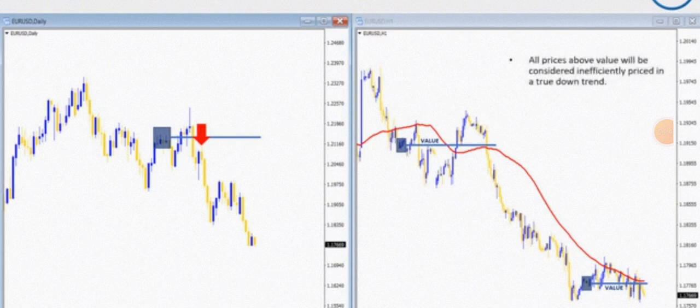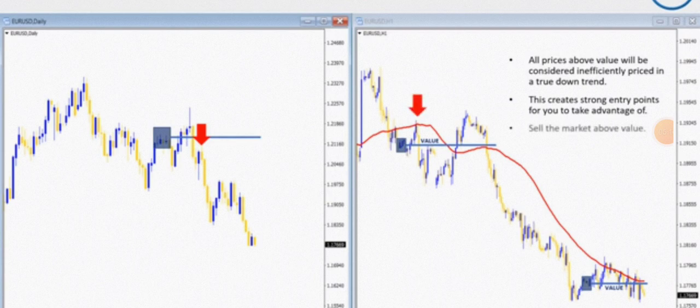All prices above value will be considered inefficiently priced, and this is key, in a true downtrend. If your higher time frame is truly in a downtrend, which you should be able to decipher based off of what phase it's in, then all prices above value on the lower time frame will be considered inefficiently priced, and they should equate to strong entry points for you to take advantage of. So you want to sell the market above value in a downtrend. Obviously, this would be the opposite in an uptrend.